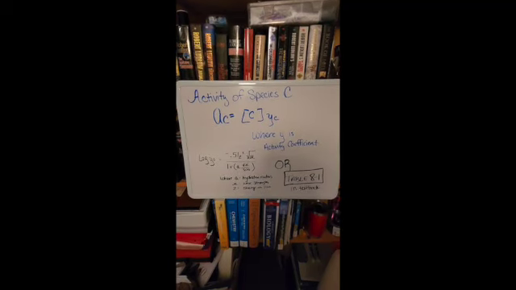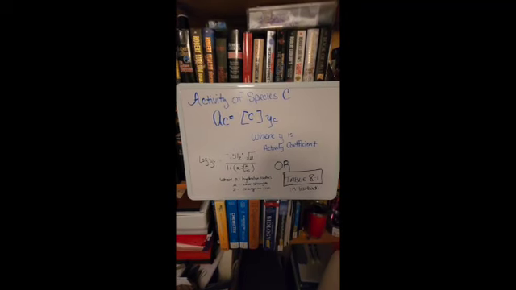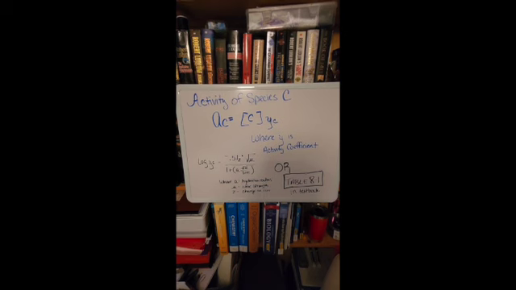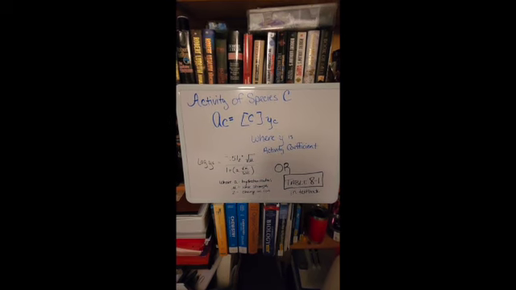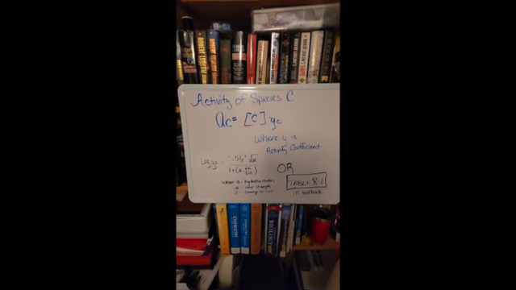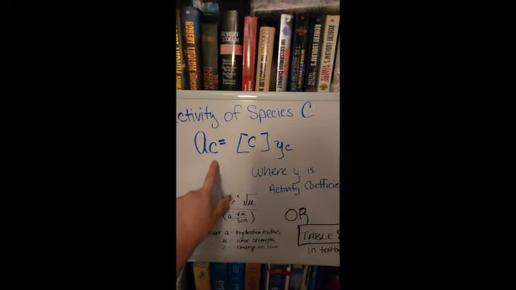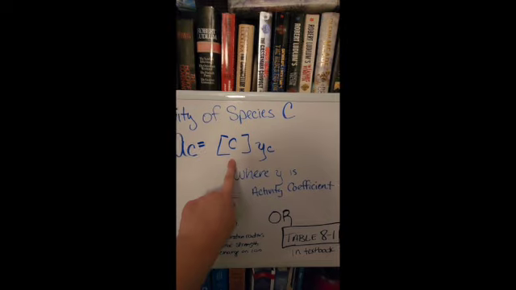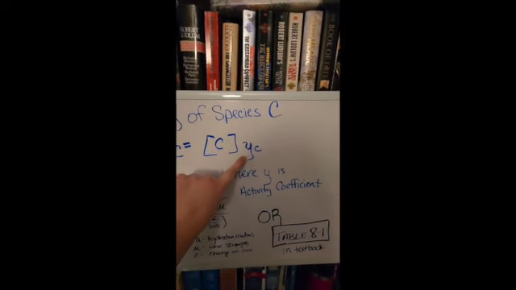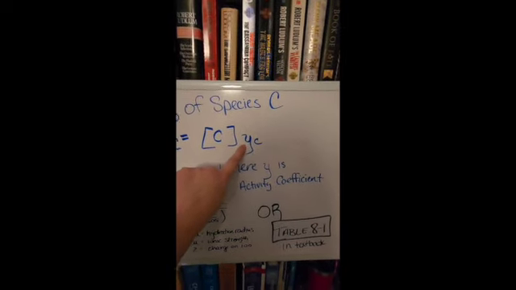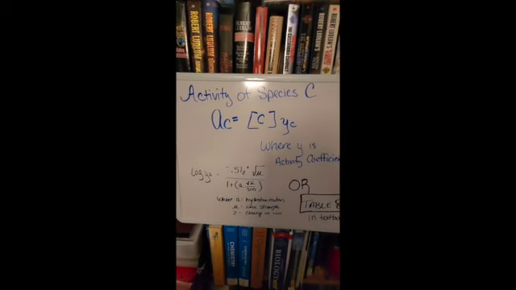Okay, we're going to talk about this really quick because we will see it in other problems in this chapter. So this is the activity of the species formula, and you can see that activity is A sub C, and that is equal to the concentration of your formula times the activity coefficient. Now there's two ways to find the activity coefficient.